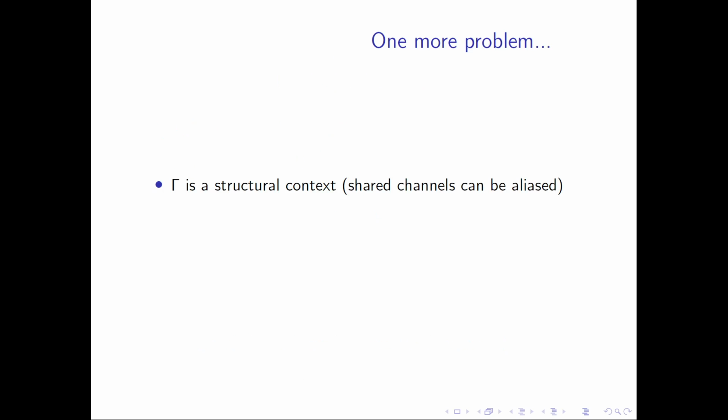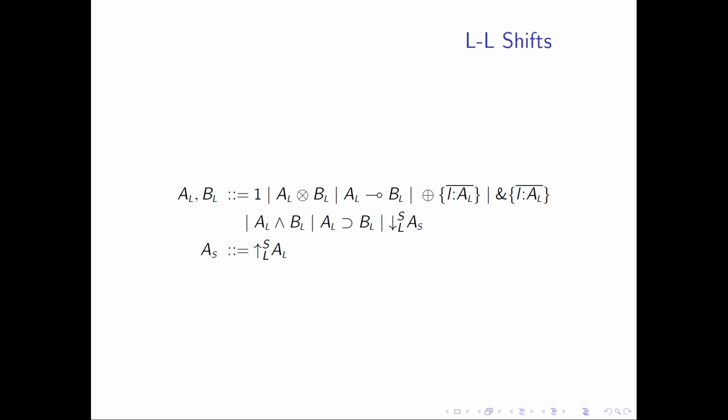Well, because gamma is a structural context, or at a higher level, shared channels can be aliased, malicious clients can store and reuse references to previously known phases. So we haven't really enforced phases. We've only suggested phases at this current point. And now to fix this, we introduce LL shifts.